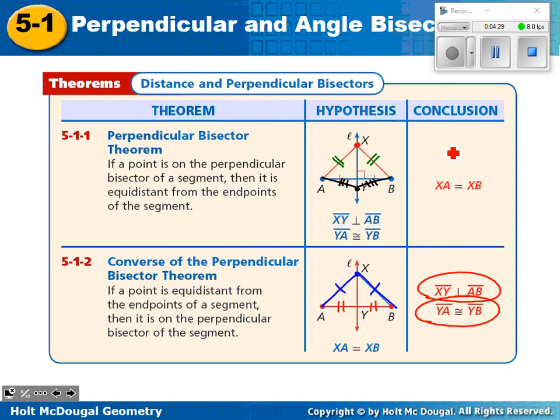Okay, so they're just converses of each other. Perpendicular bisector, they give you that it is a perpendicular bisector. The converse, they don't tell you it's a perpendicular bisector. So this one, they don't tell you it is. That's what you're concluding. Is everybody clear on the two?